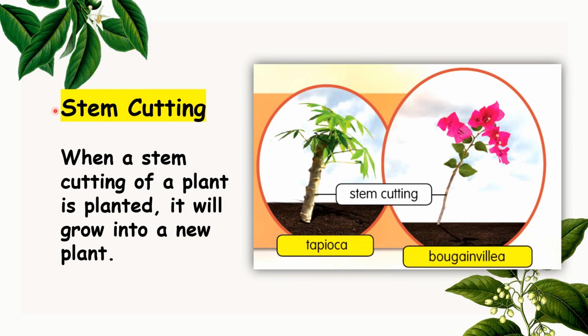And then number five, stem cutting or keratin batang. When a stem cutting of a plant is planted, it will grow into a new plant. Example here, tapioca, bougainvillea, and then pineapple. They can produce new plant when we planted the stem cutting. Let's watch the video of bougainvillea.